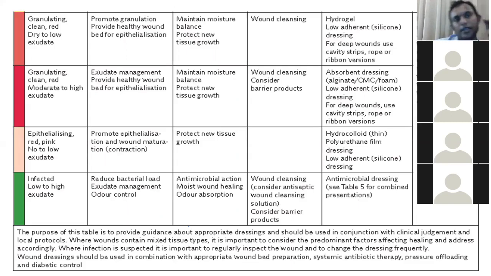Granulating. Say we start with a granulating wound, red, with dry to low exudate. What we need to do is promote granulation and provide a healthy wound bed for epithelialization. So what we need is a little bit of gel, something to retain that gel, and something non-adherent. So very simple as that.